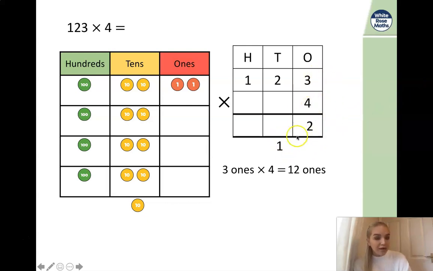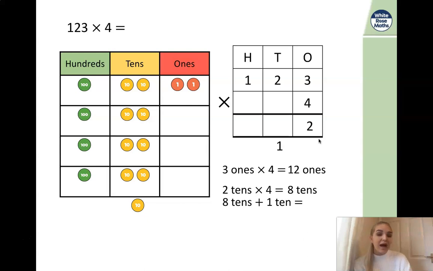3 multiplied by 4 is our 12 ones, but 10 of these ones has been converted into 1 ten. We can now see here that we do not need to make an exchange for our tens. We have 2 tens multiplied by 4, which is the same as 8 tens. But don't forget, we need to add on that extra ten. So 8 tens add 1 ten is what, please? 9 tens, which is the same as 90. Good job. Finally then, with our hundreds, we have 100 multiplied by 4, which is, please, 400. Well done. So we pop that in there too because we didn't need to add any exchanges on. We've got the same answer of 492.